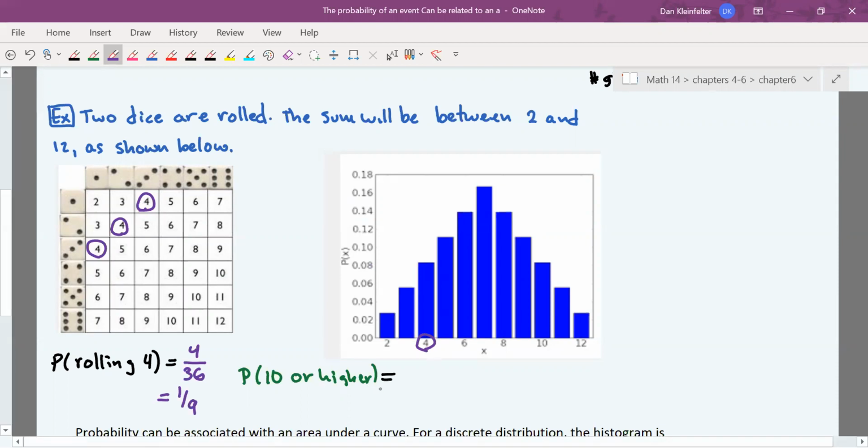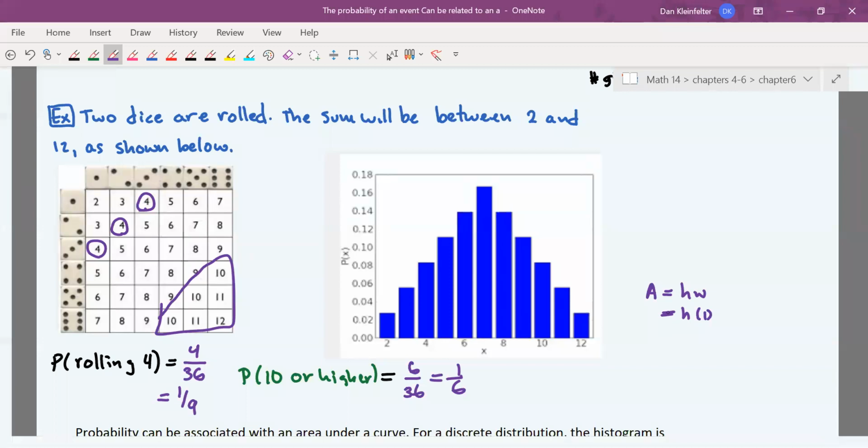For the probability of getting 10 or higher, 10 or higher would be 10, 11, or 12. There's 3, 5, or 6 out of the 36 possible outcomes, and that works out to 1/6. Again, the important takeaway right here is that if we take each of these bars to have a width of 1, then using the area formula for a rectangle, the area is height times width. So if the width is 1, then we can associate the area under the top of the bar with the corresponding probability.